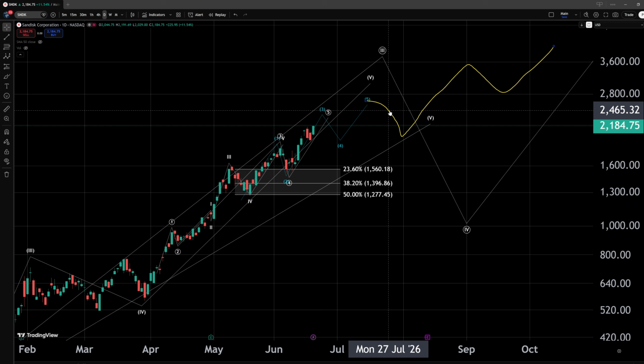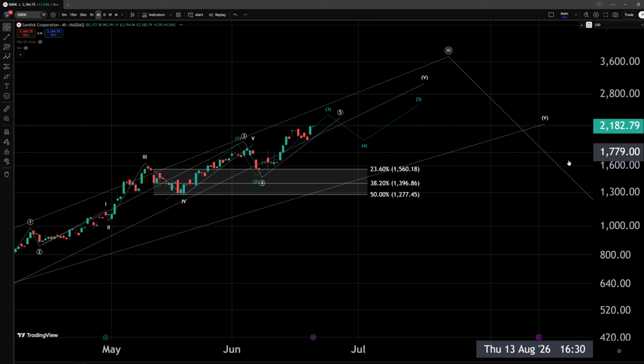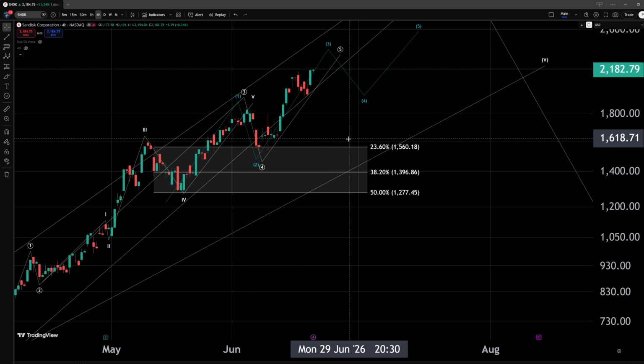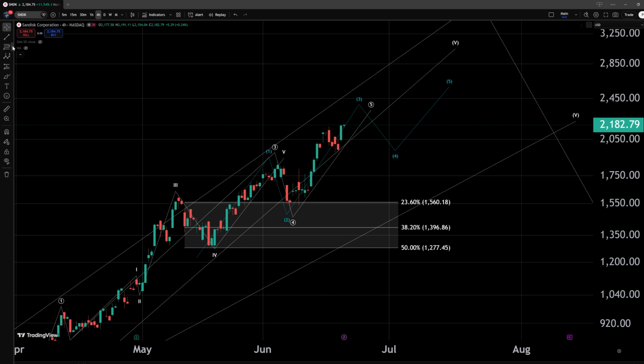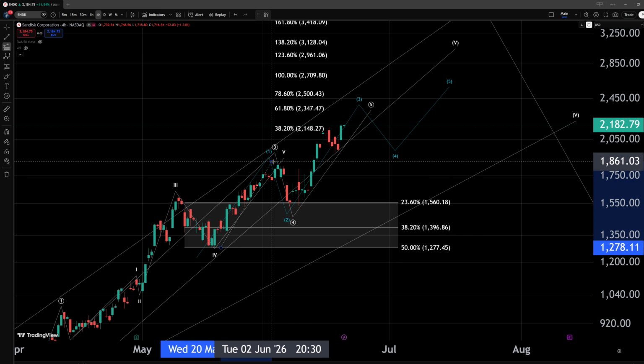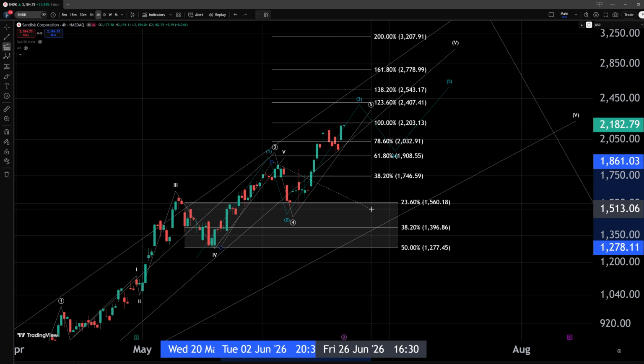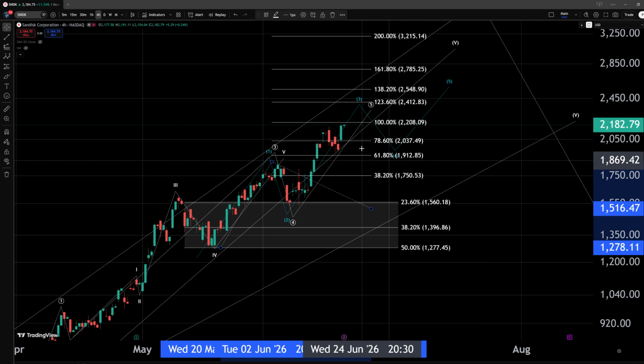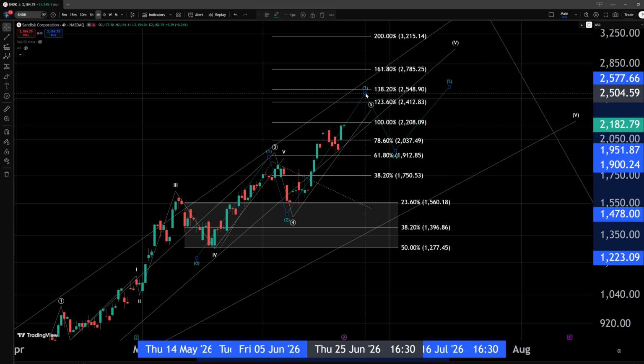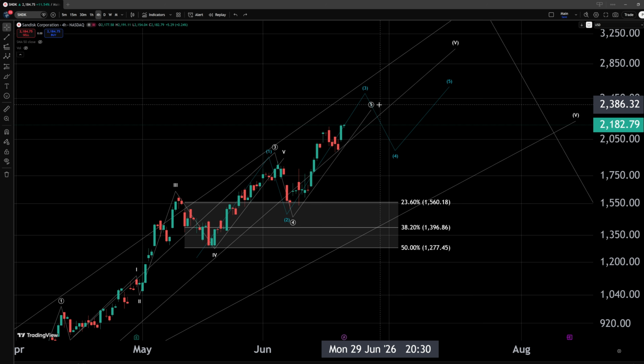Now, regardless of that, we actually need to fulfill some expectations to be able to trust such a scenario. Firstly, the most important one is to build an impulse within the wave 3, but then secondly, it would be to reach the ideal target for this wave 3 in blue, which is at the 138.2% extension of the wave 1 at $2,550.